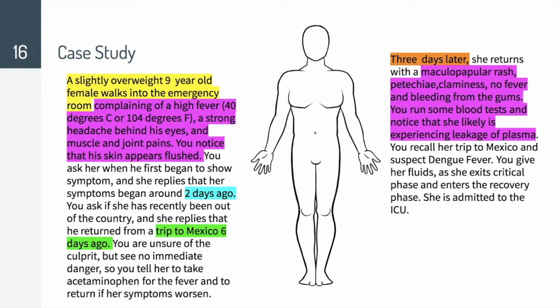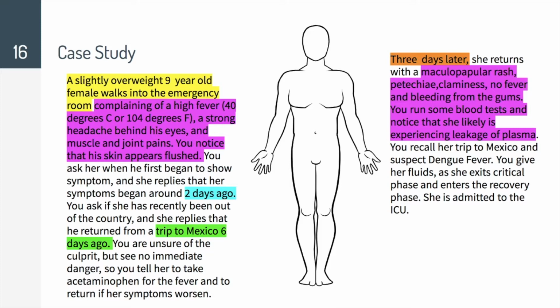So now let's look at the time frame of all of this. So first you see that her symptoms began 2 days ago. So the febrile phase symptoms last 2 to 7 days. So it's within that range. Next, we see that her trip to Mexico was 6 days ago. So this means that she's probably had the disease in her for at least 8 days. And we see that the typical incubation period of the dengue virus is actually 3 to 14 days. So again, she's within that range. Finally, we see 3 days later she returns. So the critical phase begins around 4 to 7 days into the course of the disease. So again, she's right within that range to be entering the critical phase.